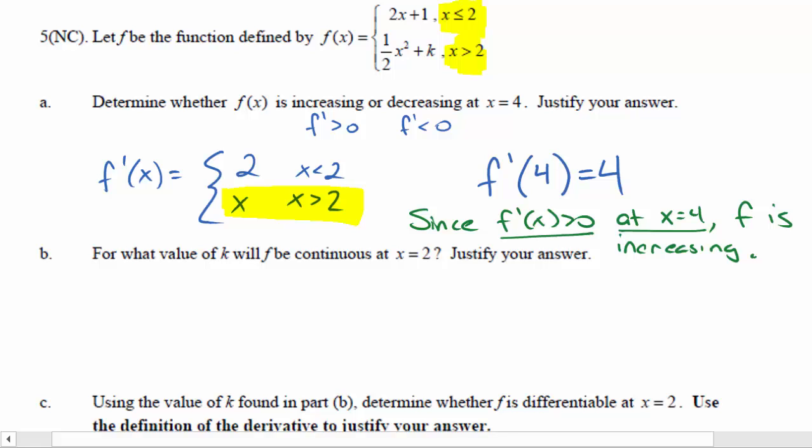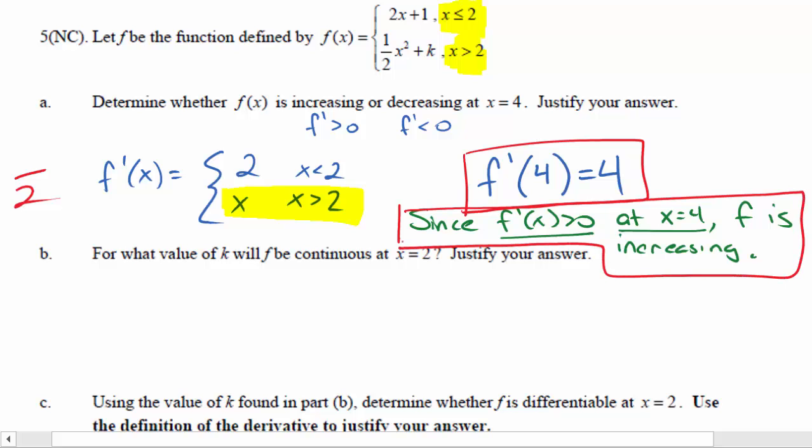As far as points go, this problem was only worth 2 points. 1 point for finding what f prime of 4 equals, and then another point for answering the question.